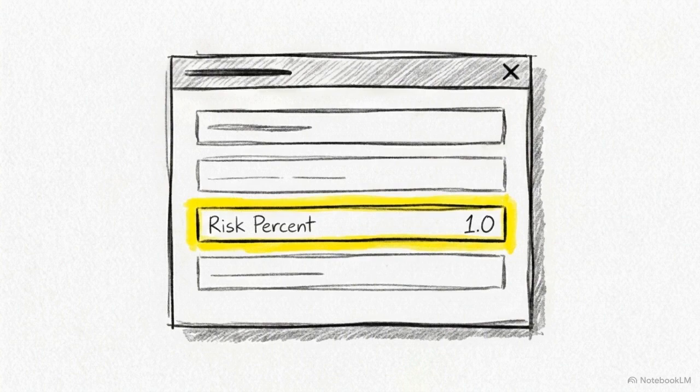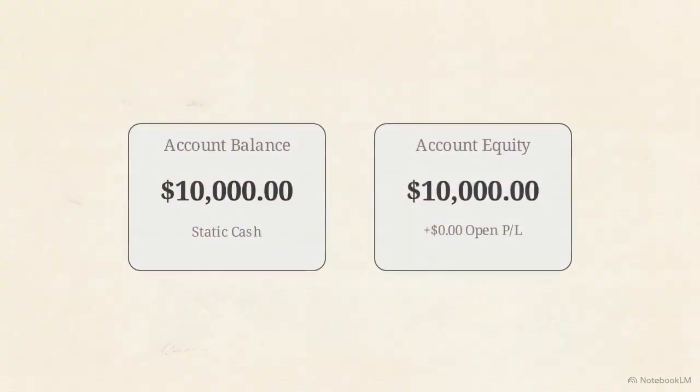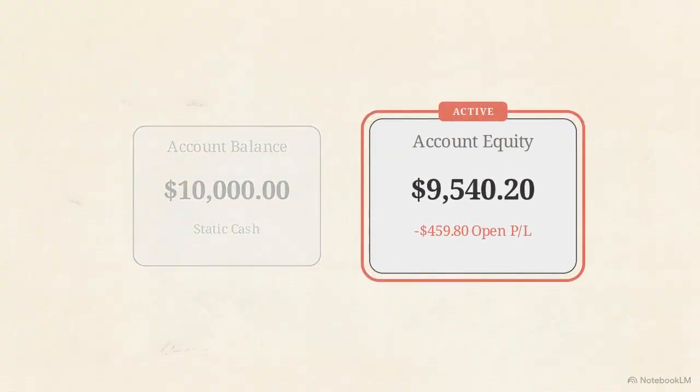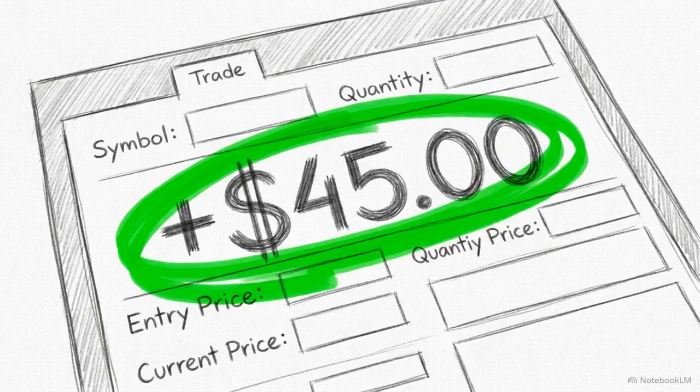Look for the Risk Percent input field. We'll set this to 1.0 to match the conservative strategy seen earlier. The calculator intelligently bases its math on mark count equity rather than your balance. This means it factors in the floating profit or loss of any trades you currently have open.